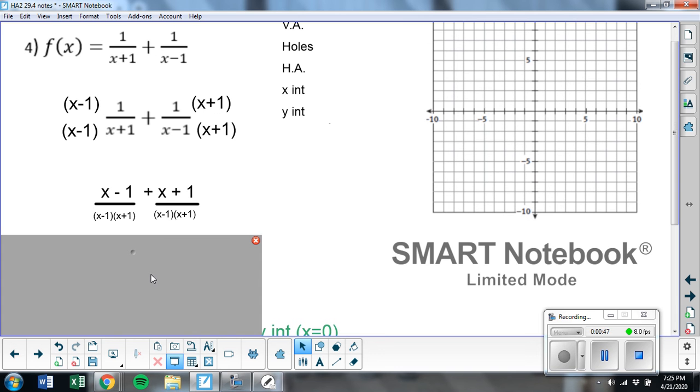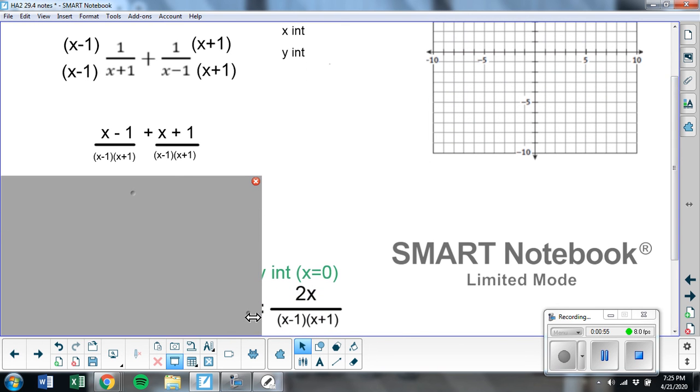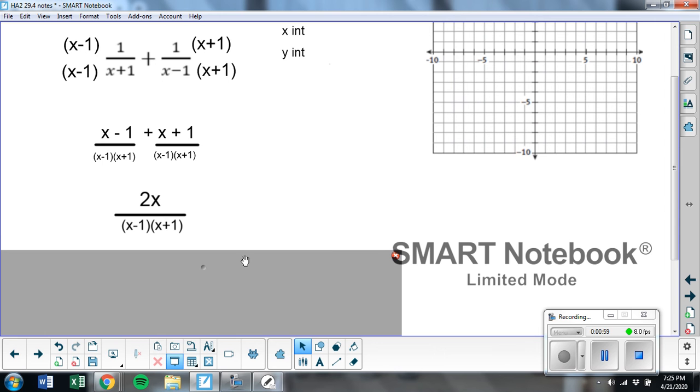And now our denominators don't need to be distributed. They just need to look alike. The numerators have to get distributed because we're going to try to combine them into one fraction. So let's do that, and it looks like this. Nothing cancels, no common factors on top and bottom, so it's simplified to this. There are no holes. My vertical asymptotes, the x's that I cannot have, are 1 and -1.